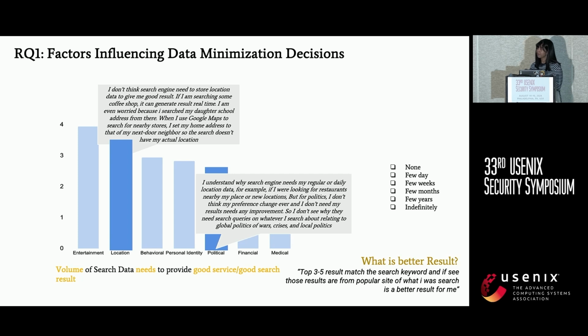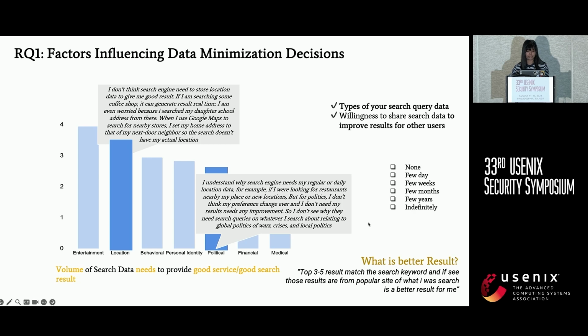For example, one of the participants mentioned that when using Google search engine or Google Maps, P19 set his home address to his next door neighbor's to avoid giving away his own home location. And there are some other factors, including type of search data, willingness to share data to improve results for other users. But for the sake of time, I will not go over all of the details.